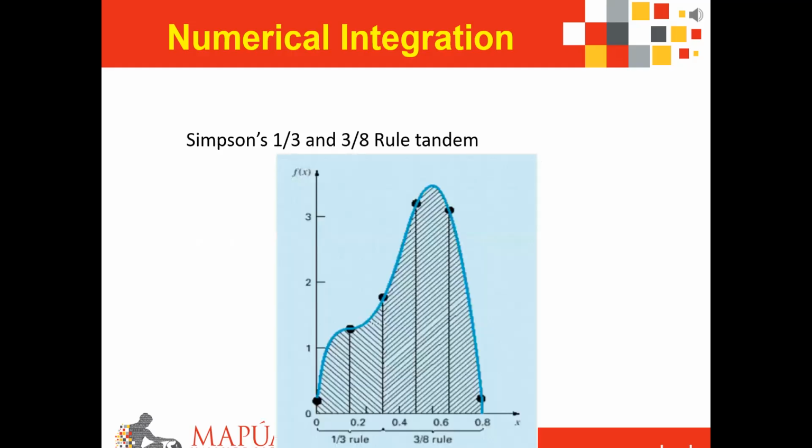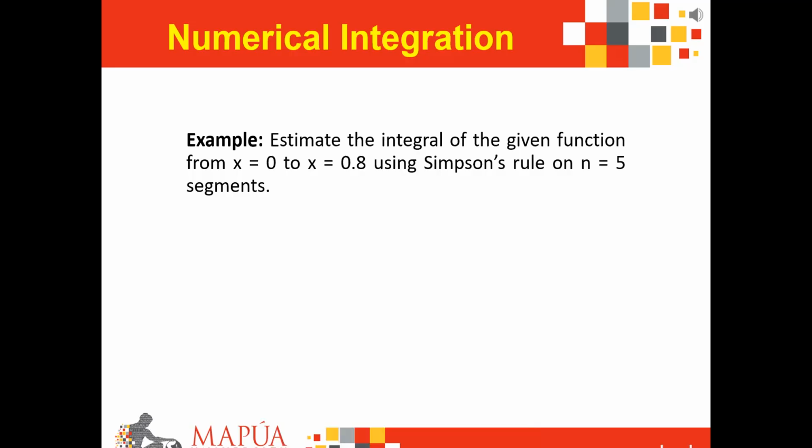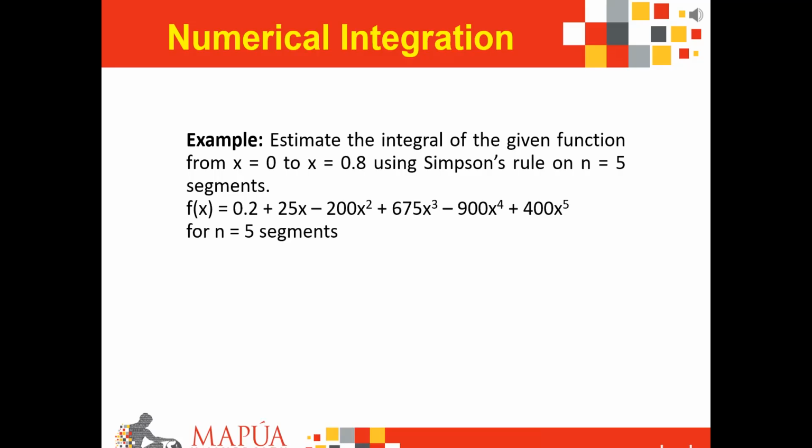If we then apply that 1/3 rule and 3/8 rule in tandem on a segment of 5 onto our given example, then we could evaluate the first 2 segments using the 1/3 rule and the remaining 3 segments using the 3/8 rule, and then compositely add their integral estimates in order to estimate the value from A to B. If we then apply that onto our given function at n equal to 5, the spacing or the step size for your 5 segments would simply be this solution with a value of 0.16.